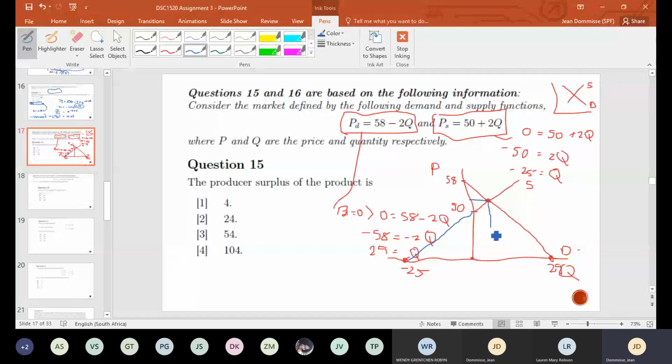Okay, so let's do that. Let's first get where that point is, and then we can start having the next discussion. That point is where the PD function, or the demand function, is equal to the supply. So let's work that out.